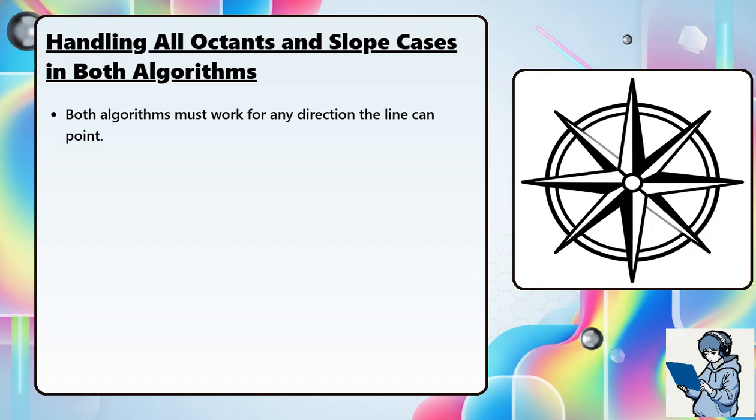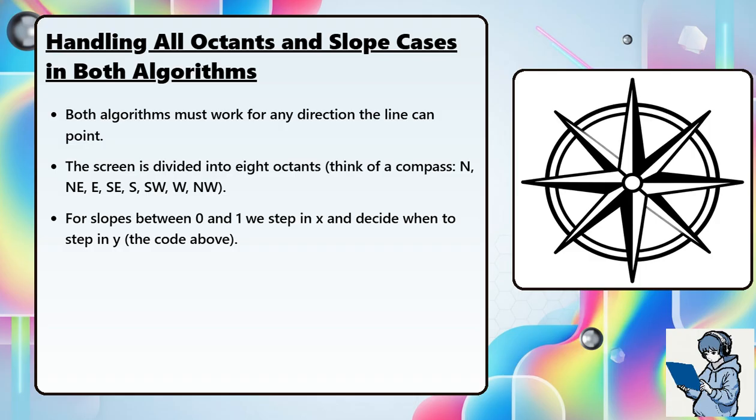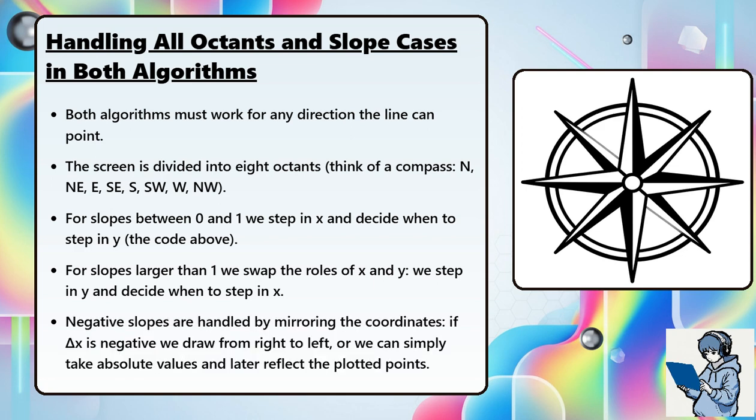Both algorithms must work for any direction the line can point. The screen is divided into 8 octants. Think of a compass: N, NE, E, SE, S, SW, W, and NW. For slopes between 0 and 1, we step in X and decide when to step in Y. For slopes larger than 1, we swap the roles of X and Y. We step in Y and decide when to step in X. Negative slopes are handled by mirroring the coordinates.